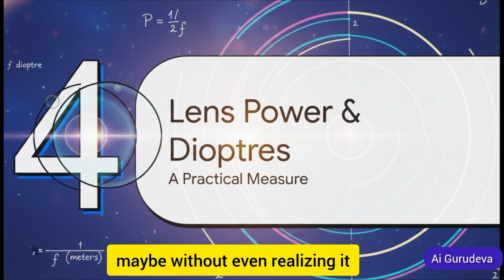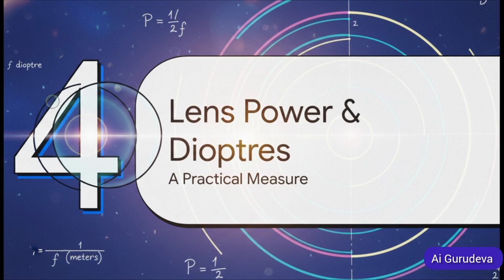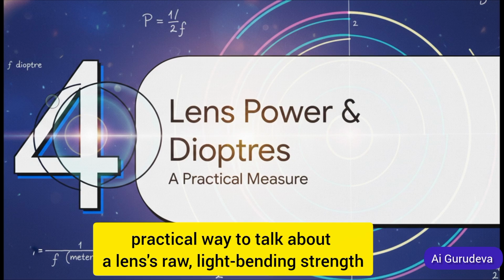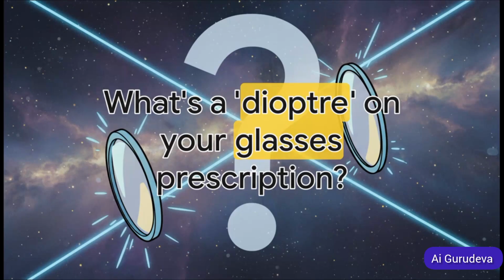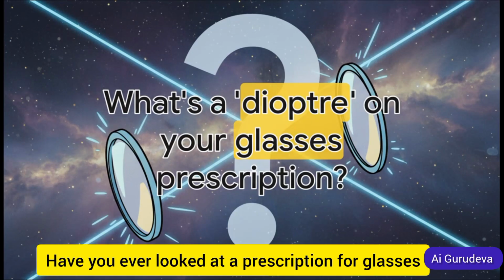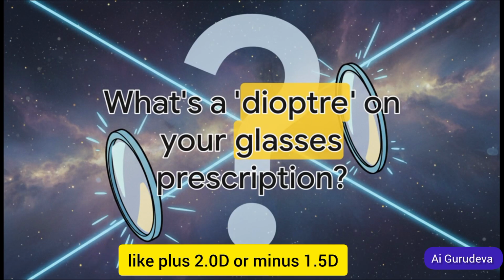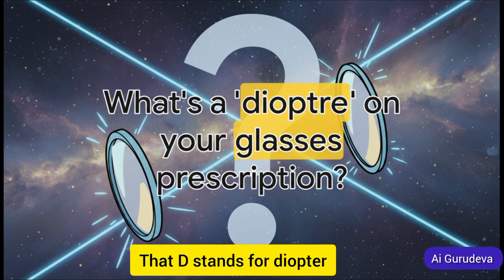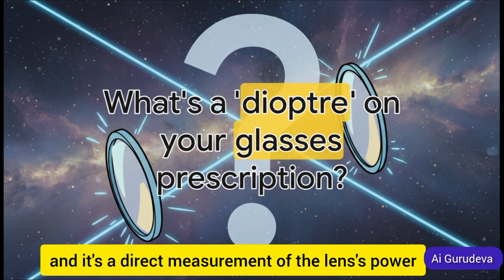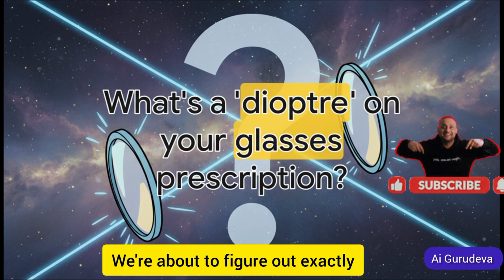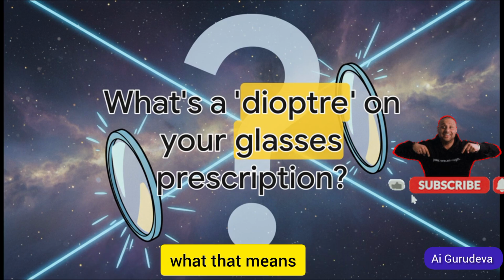All right, our last tool for the day is something you've probably encountered in the real world, maybe without even realizing it. It's called power, and it's the most direct, practical way to talk about a lens's raw, light-bending strength. Have you ever looked at a prescription for glasses? You see those numbers on there, like plus 2.0D or minus 1.5D? That D stands for diopter, and it's a direct measurement of the lens's power. We're about to figure out exactly what that means.